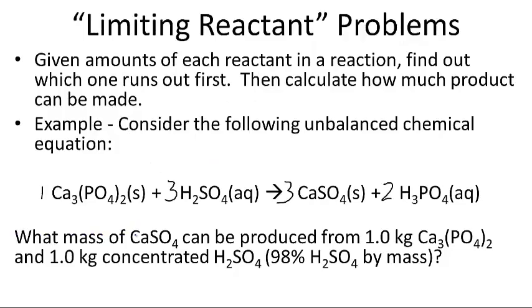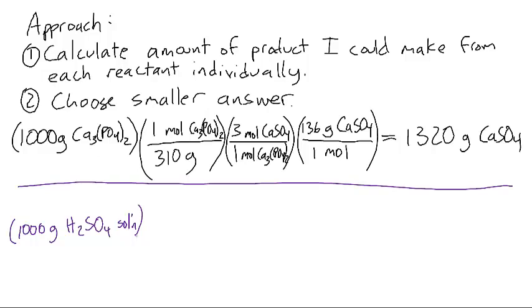So my second reactant that I'm given is 1 kilogram of concentrated H2SO4. What that means is concentrated H2SO4 solution, and I'm told it's 98% H2SO4 by mass. So what does that mean if I have 1,000 grams of that solution? How many grams of sulfuric acid is it actually? 980, because the 98% means that there's 98 grams of H2SO4 for every 100 grams of solution. So I have to do that additional step just to get the mass of H2SO4 that I have.